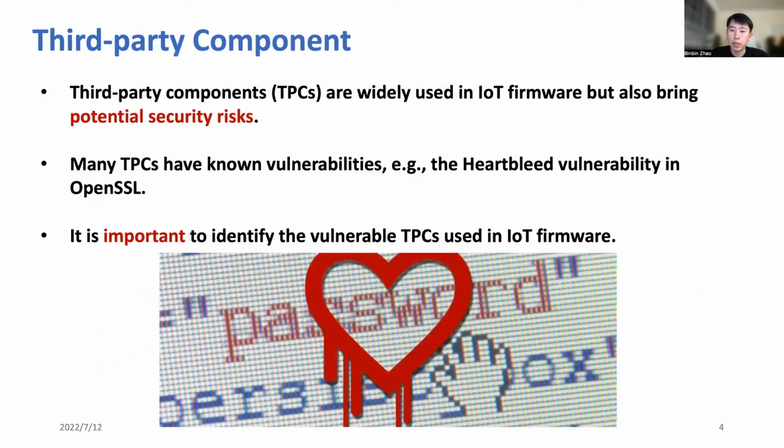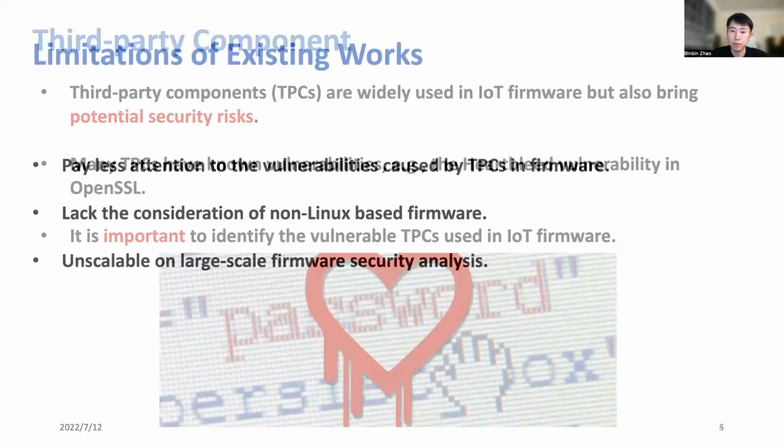Firmware currently widely adopts third-party components. However, the wide usage of third-party components will bring many new attacks to IoT firmware because many third-party components have known vulnerabilities. Besides, vendors may reuse the same third-party components in different firmware, which accelerates the spread of potential vulnerabilities. Therefore, it is important to recognize the vulnerable third-party components used in firmware.